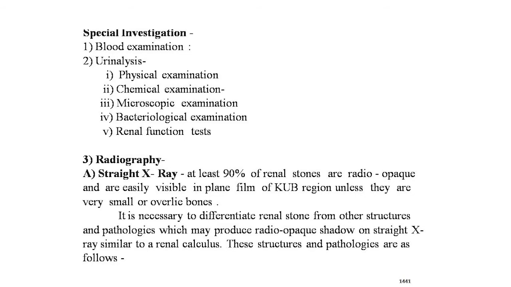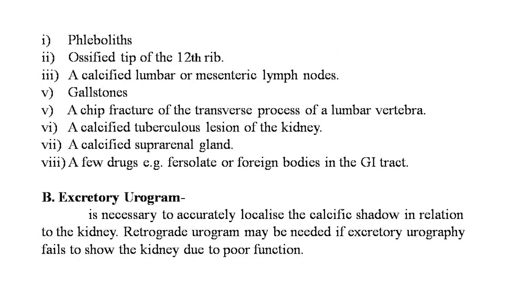It is necessary to differentiate renal stone from other structures and pathologies which may produce a radio opaque shadow on straight X-ray. Similar to a renal calculus, these structures and pathologies are as follows. First are the phleboliths, ossified tip of the 12th rib, calcified lumbar and mesenteric lymph nodes, gallstones, a chip fracture of the transverse process of the lumbar vertebrae, calcified tuberculous lesions of the kidney, calcified suprarenal glands, a few drugs, that is the ferrous sulphate, or foreign bodies in the GI tract.